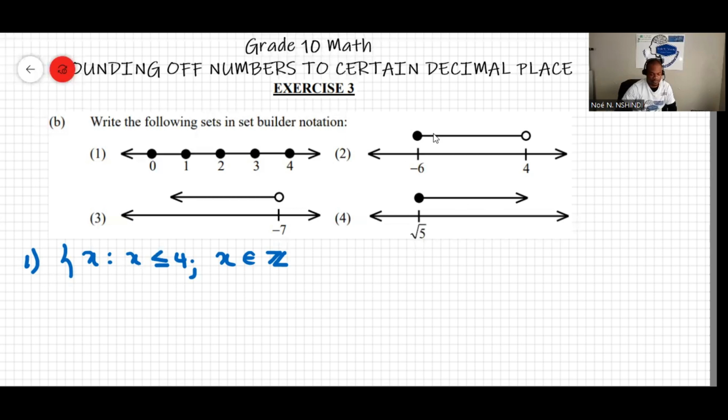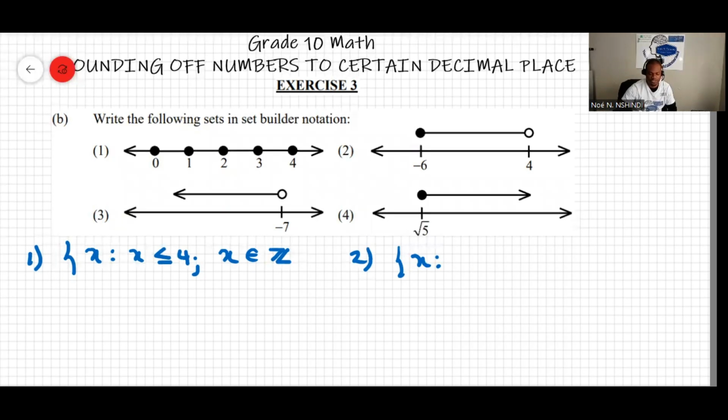Now for question two, we have this symbol, so we can say that x such that -6 is lesser than or equal, because we have a full circle there, less than or equal to x, and then x lesser than 0, and x is here. You can say x is a real number. We can also say that x is an integer. It doesn't matter which one we put.